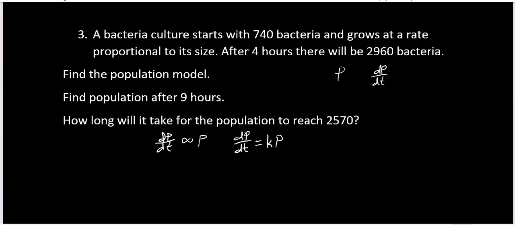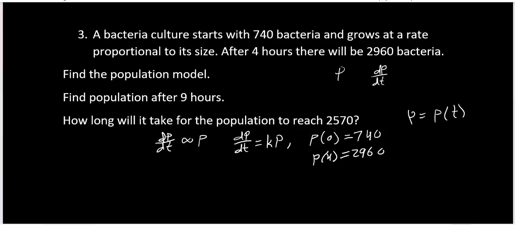Now this is a differential equation, and we have some conditions: when t is 0, the size of the bacteria is 740. And then after 4 hours, that means P at t equals 4 will be 2,960. These are the conditions given. So we need to find what our population size, P equals P(t), is. That is what we are looking for.